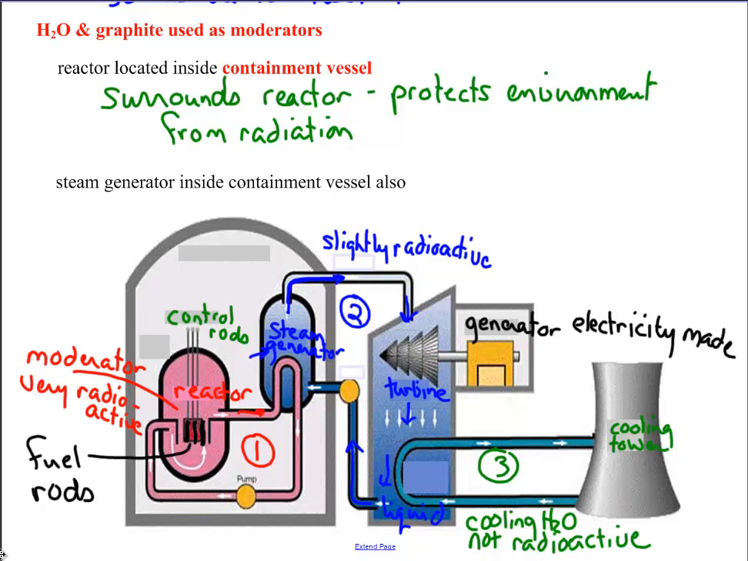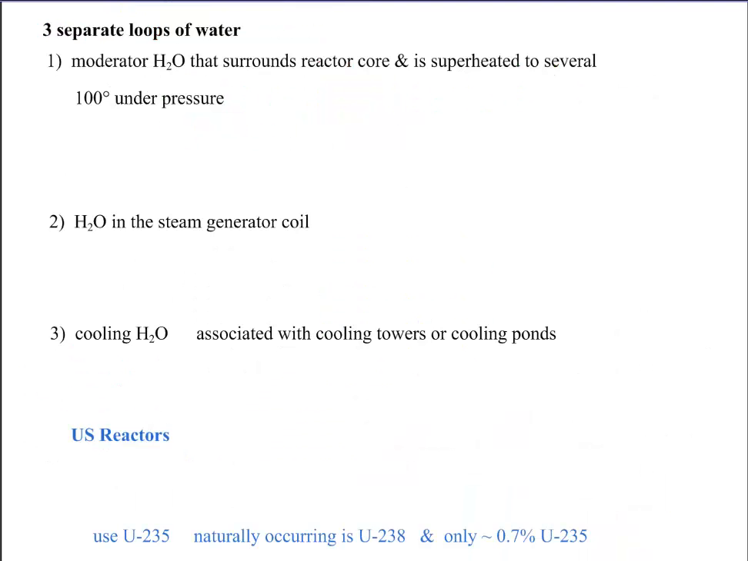This thick structured dome here, sometimes it's a dome, sometimes not, is the containment vessel. It houses both the reactor and the steam generator. It is made of very thick reinforced steel and concrete to make sure that the environment is protected from the radioactive material within it. So we've gone through the 3 loops of water. The moderator water inside the reactor is loop 1. The water in the steam generator loop, slightly radioactive, is loop 2, and then loop 3 is the cooling water, not radioactive, and they are all separate from each other.